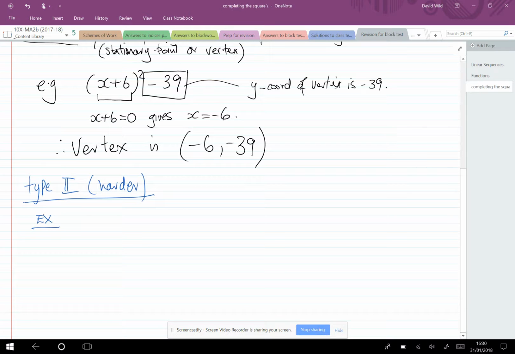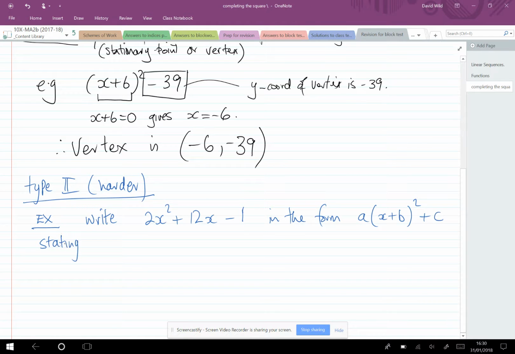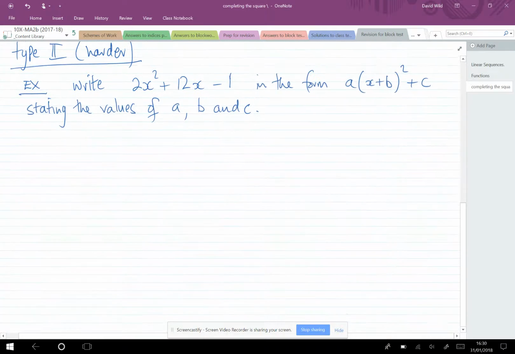okay, what should we do? Write 2x squared plus 12x minus 1 in the form a(x plus b) squared plus c, and they might say stating the values of a, b, and c. Okay, so that's our question.